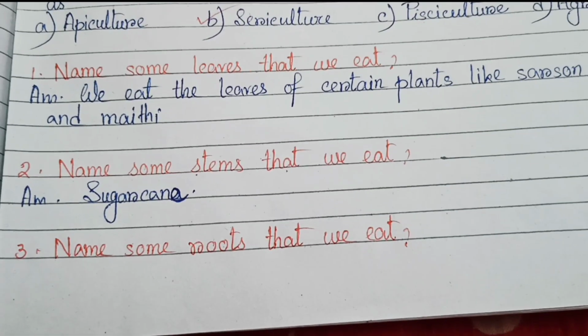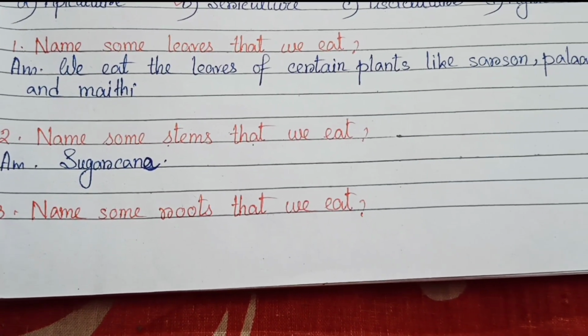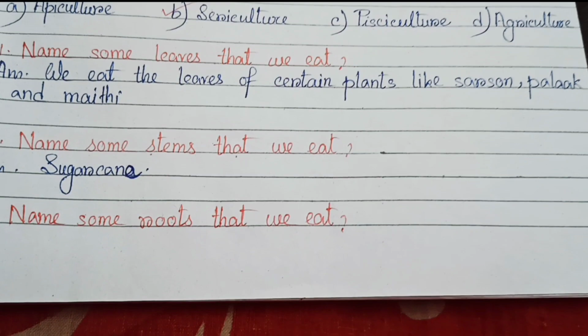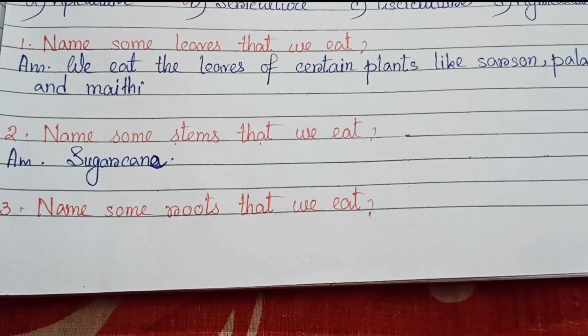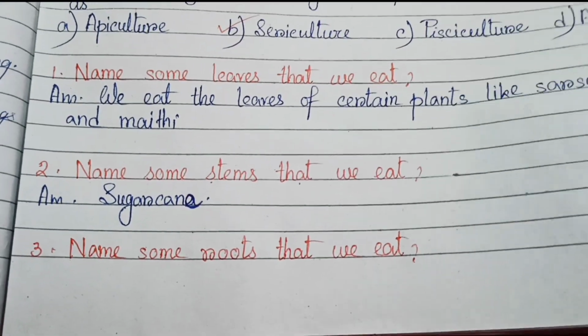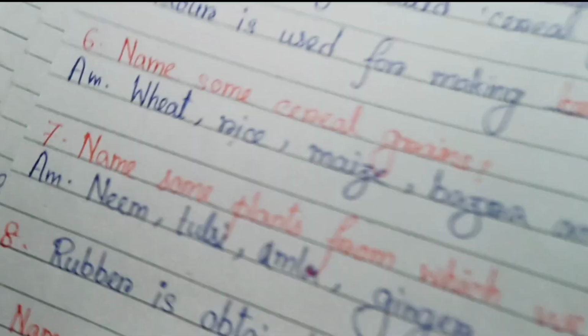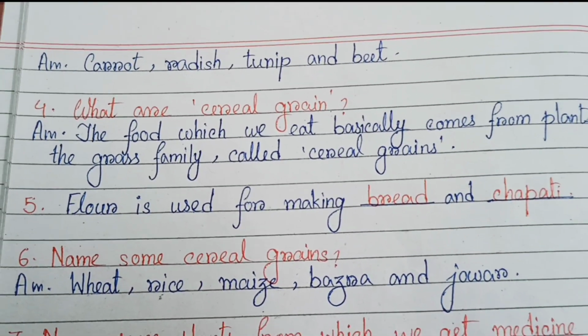So at first, number 1, name some leaves that we eat. We eat the leaves of certain plants like sarso, palak and methi. Number 2, name some stems that we eat, that is sugar cane. Number 3, name some roots that we eat. Carrot, radish, turnip and beet.